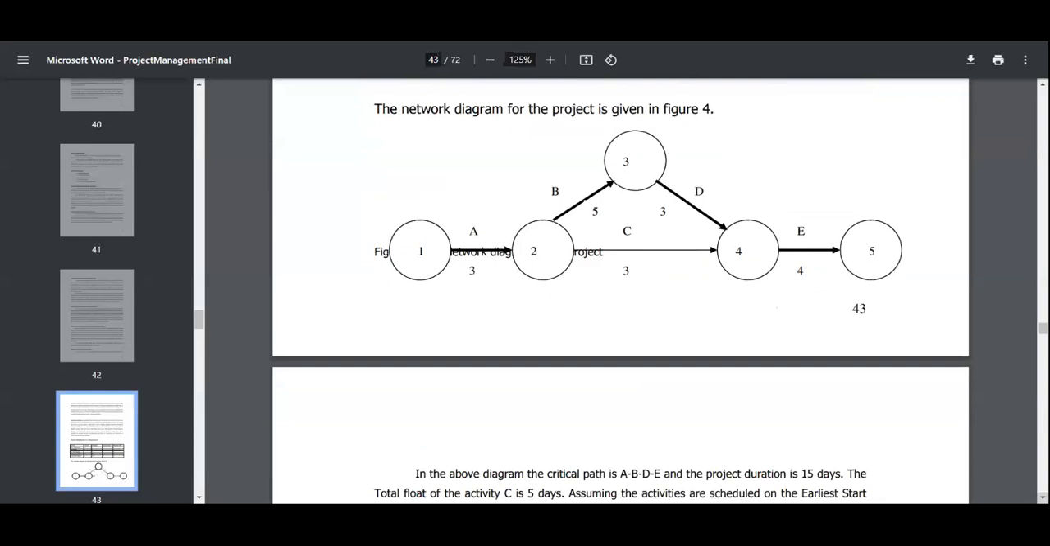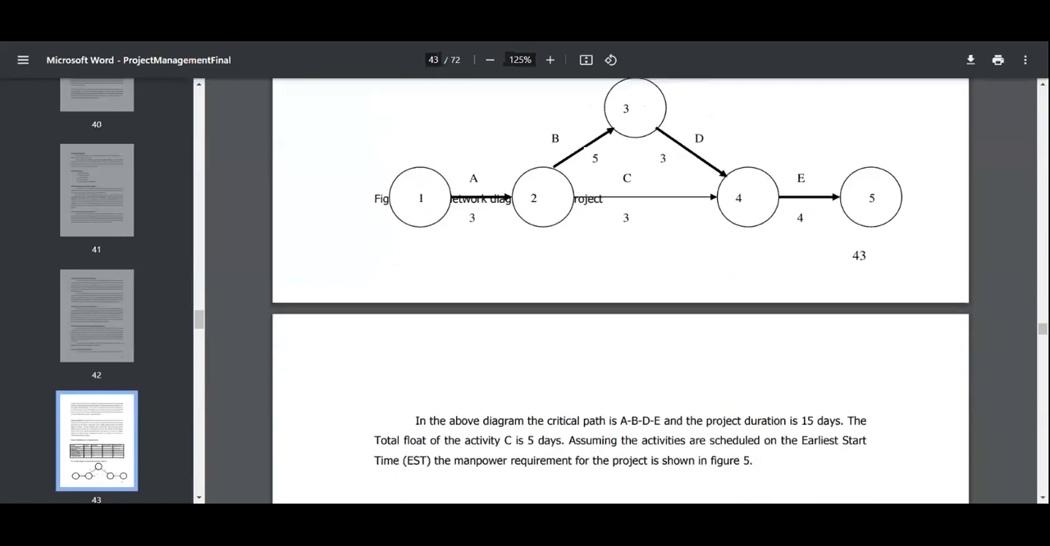A starts their work. After A completes their work, C starts their work. Then D starts their work, and E depends on C and D. So when C and D complete their work, then E completes its work. So here we have one, then two, then C is 3, D is 4. So that is the code, right?